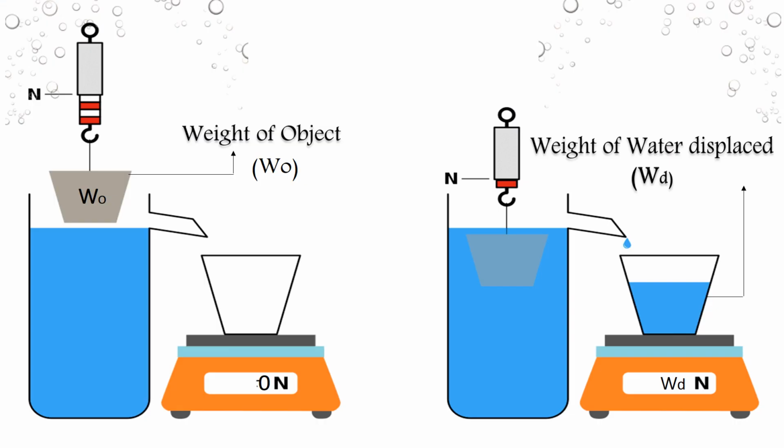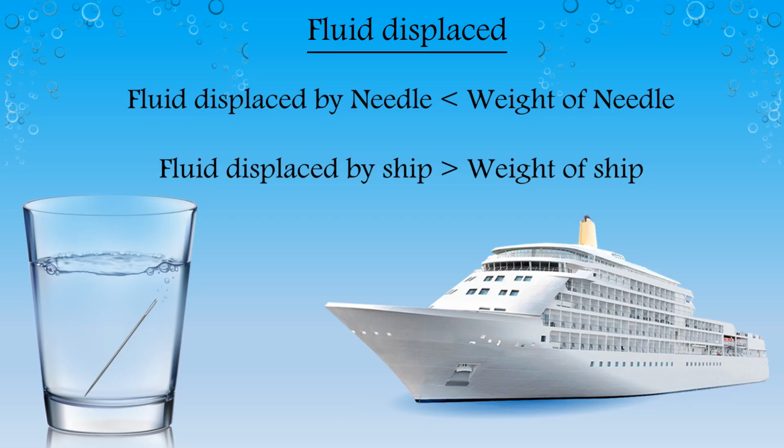From the image, we can get an idea of how water is displaced by objects immersed in it. To float, an object's weight should be less than the weight of the fluid displaced by it. Despite having tons of weight, the ship floats because of buoyancy alone, because it displaces more fluid than its own weight. A needle does not displace more fluid than its own weight. That is why it sinks.